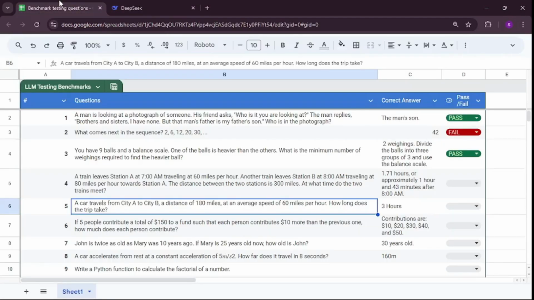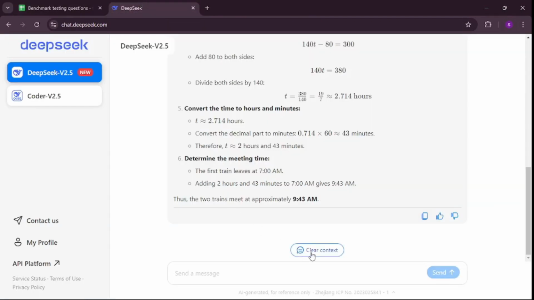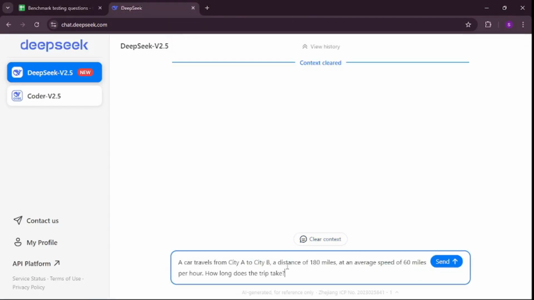But if we go back to the benchmarks, it says that it's going to take 1 hour and 43 minutes from 8 a.m., which is exactly 9:43 a.m. This is a pass again. The next one is also going to be a mathematical numerical problem. So let's just copy the question. I'm just going to go back, clear the context here, and let's paste that here.